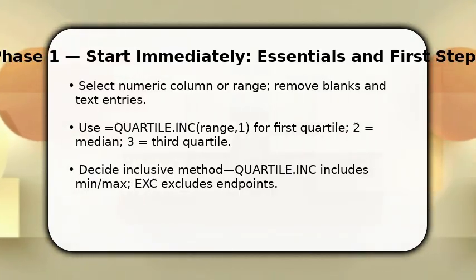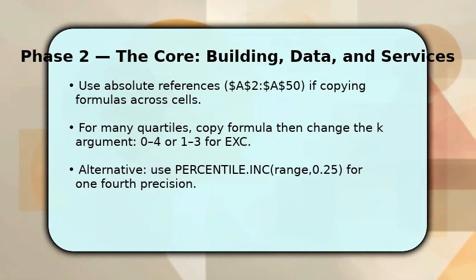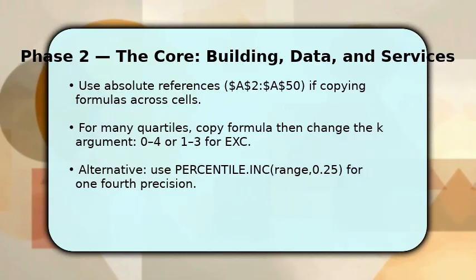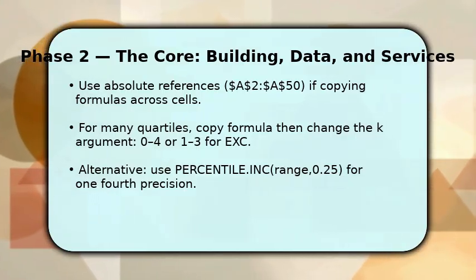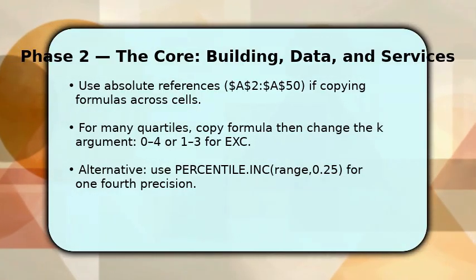Once you've calculated one quartile, make the formula reusable. Convert the range to an absolute reference like $A$2:$A$50 so copying won't shift it. Then copy the cell and change the second argument to 2 or 3 to get median and Q3.